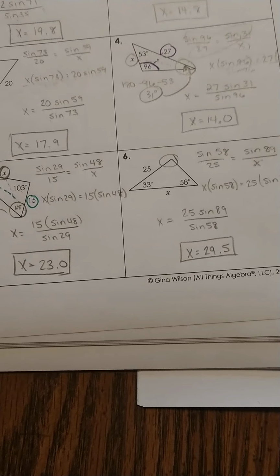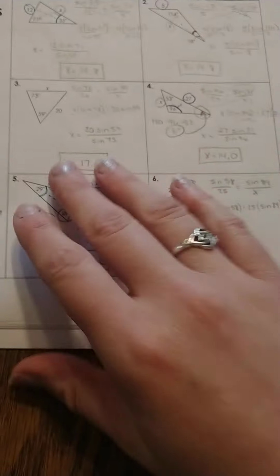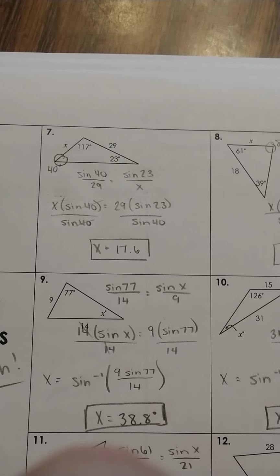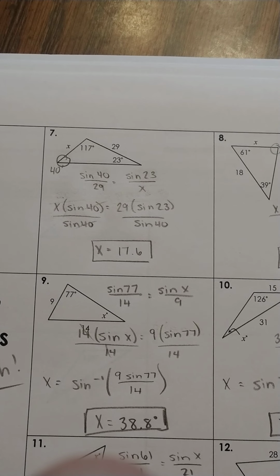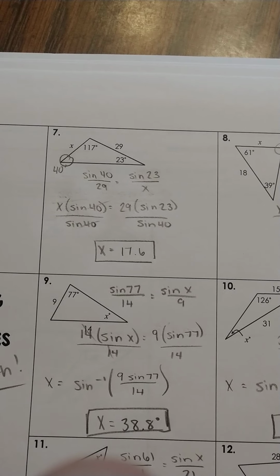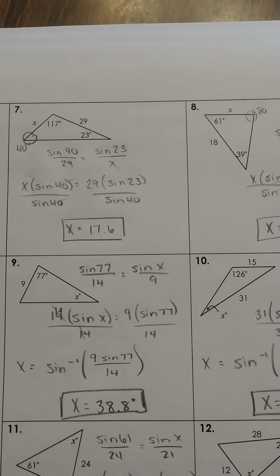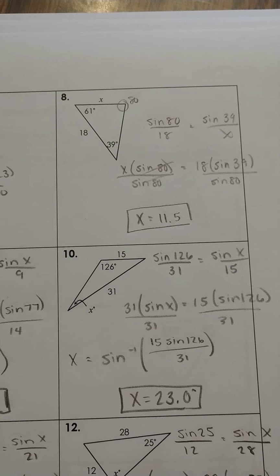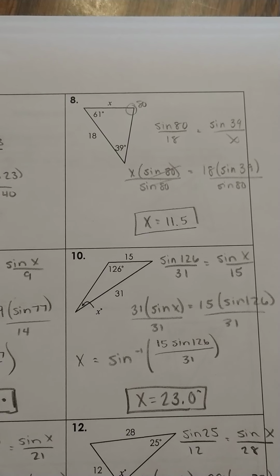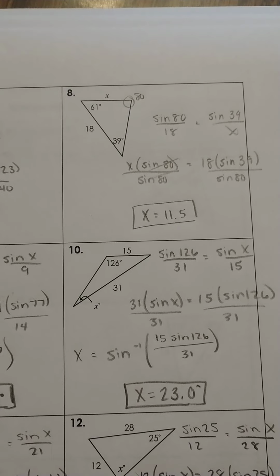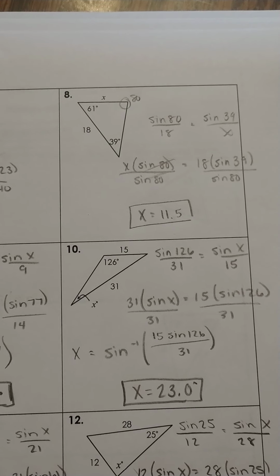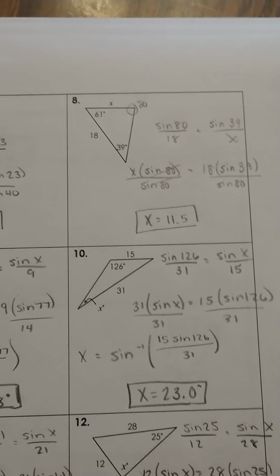And number 6 is the same thing. So we're going to go ahead and skip it. Number 7 is the same thing. I think we can skip it. Number 8 is the same thing. I think we can skip it. And again, all of these are worked out for you. It's setting up a proportion, cross-multiplying, dividing by what's attached to the x, and correctly inputting it into your calculator.